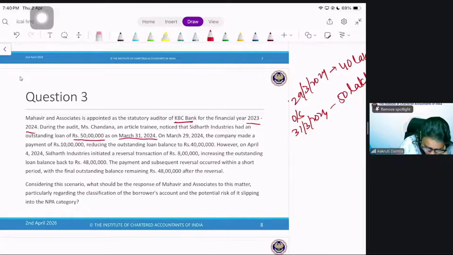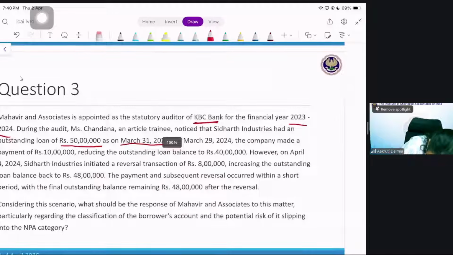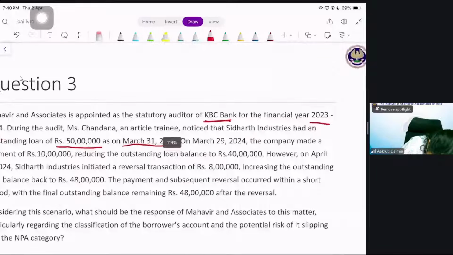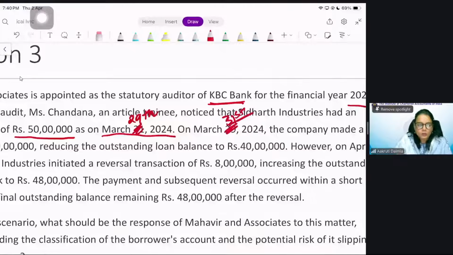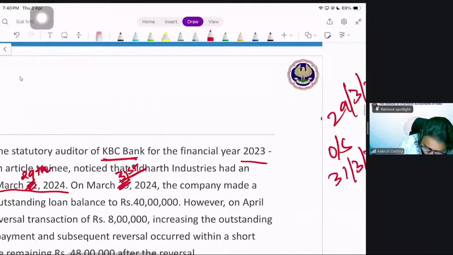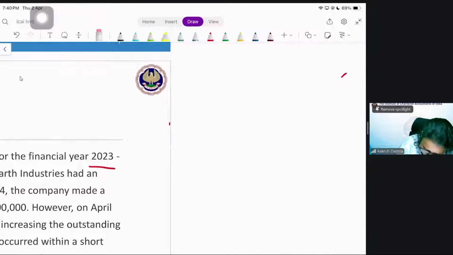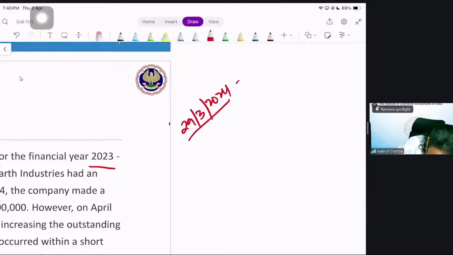I think there is some mistake. Just change this to 29th and change this to 31st. Okay, in the question, yes, there's a little mistake in the dates. Now it will make sense. So on 29th, 2024, the balance outstanding was 50 lakhs.